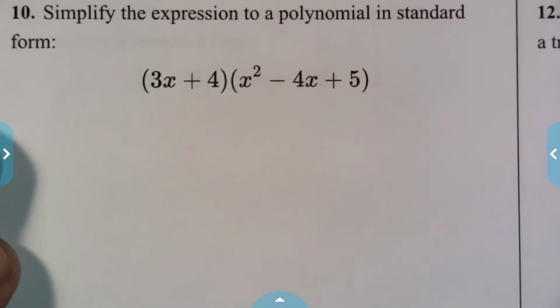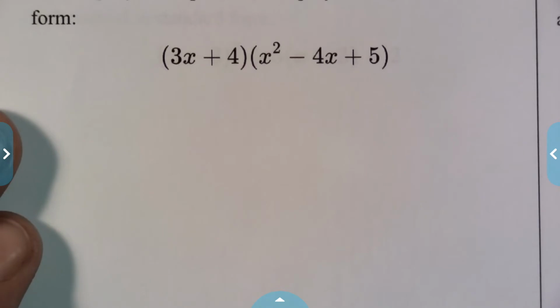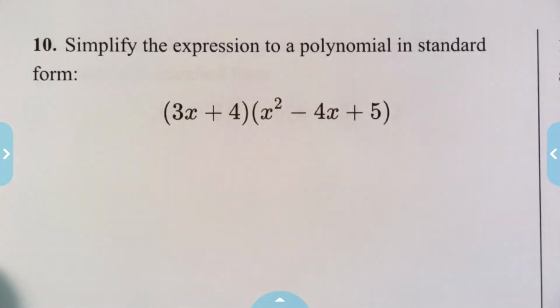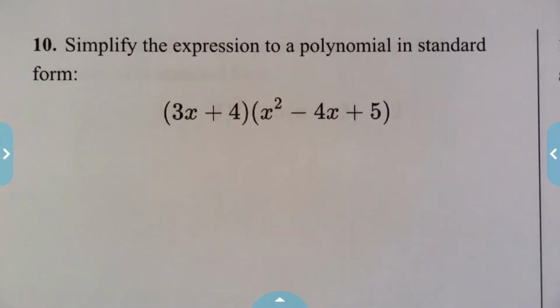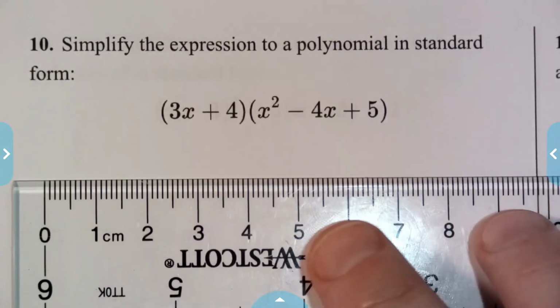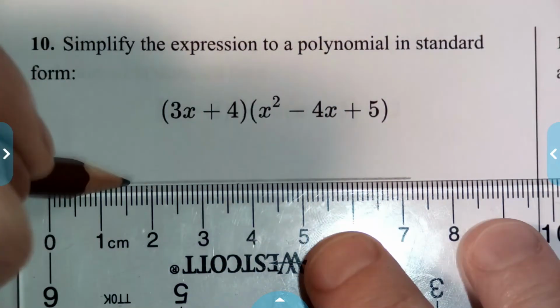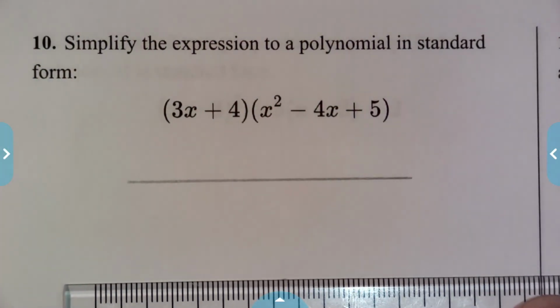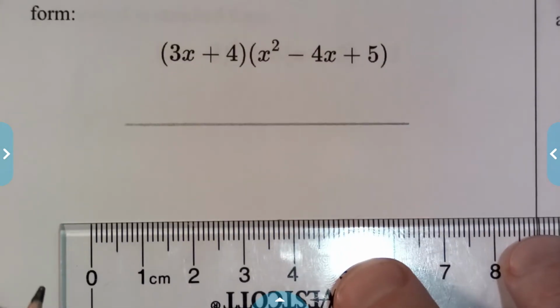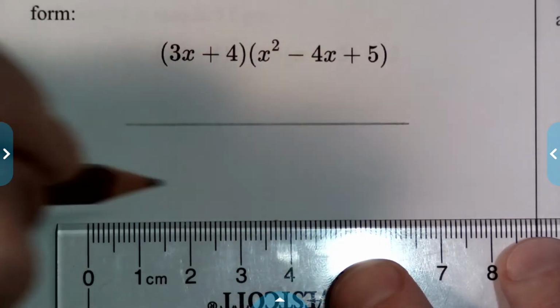So we're done with the second page. And now we're on to number 10. Simplify the expression to a polynomial in standard form. All right, this is exactly what we saw before. Just draw a box, okay, 3 columns, 2 rows, and multiply out the polynomial, okay? So we're going to multiply a trinomial by a binomial. This time I'm going to make the box bigger, so I'm not cramming the information in there.